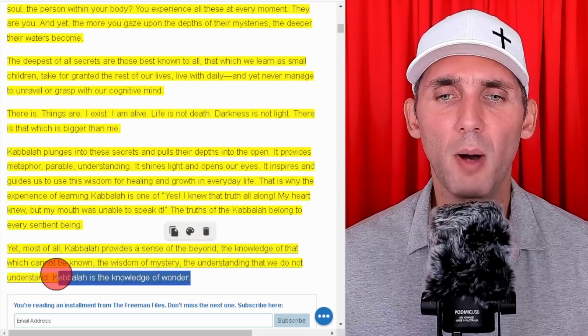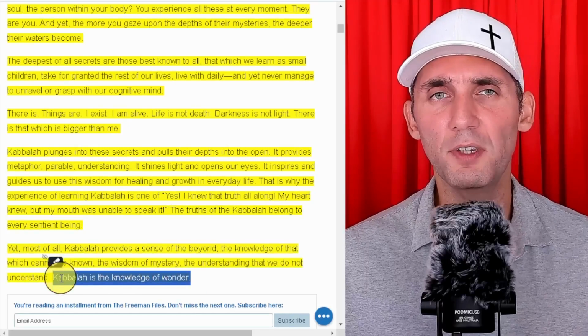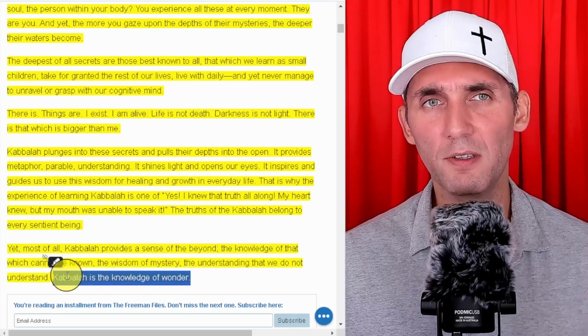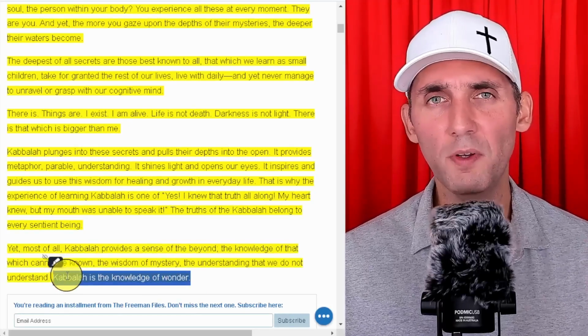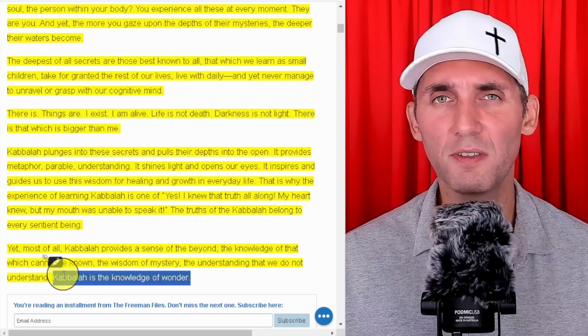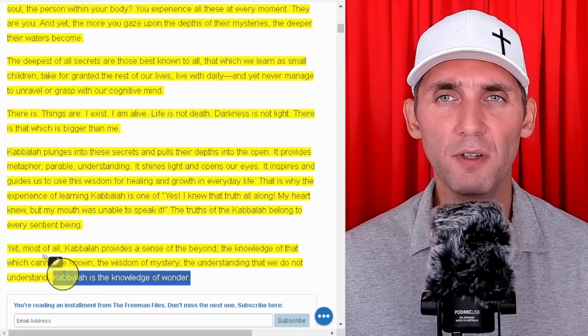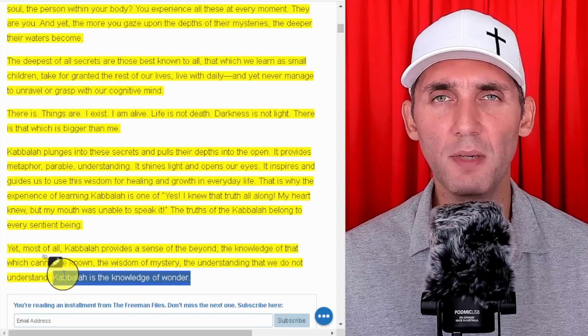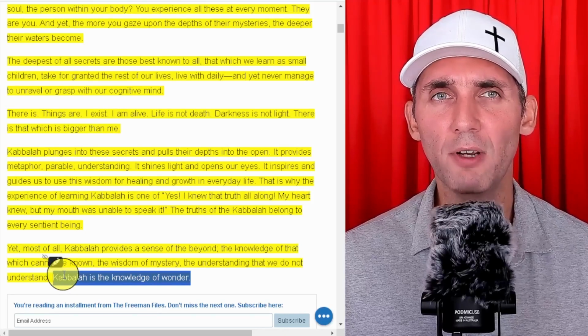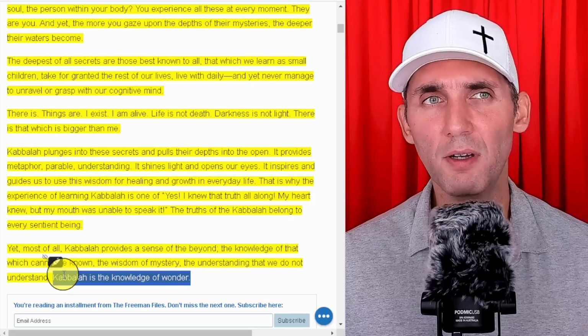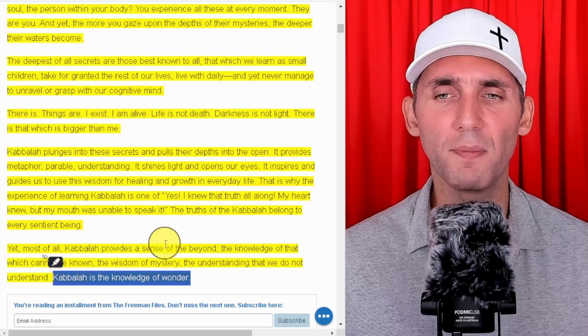Well, Kabbalah is a false knowledge because the book of Proverbs is discussing wisdom, and wisdom is actually a picture of Jesus. Jesus is wisdom. Fear of God is the beginning of wisdom, and if you do not have the biblical God in your life, then all the wisdom you're attaining is just false wisdom.